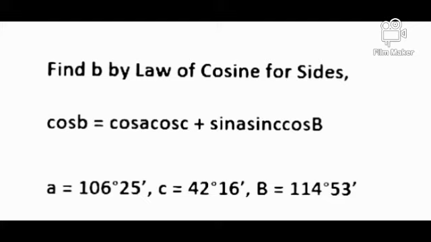By law of cosines for sides, cosine of small b is equal to the product of the cosines of the two other sides, cosine small a, cosine small c, plus the product of the sines of the two other sides and cosine of the angle opposite side small b. That is plus sine small a, sine small c, multiplied by cosine angle B. And we substitute the values. Small a is 106 degrees 25 minutes, small c is 42 degrees 16 minutes, and angle capital B is 114 degrees 53 minutes.